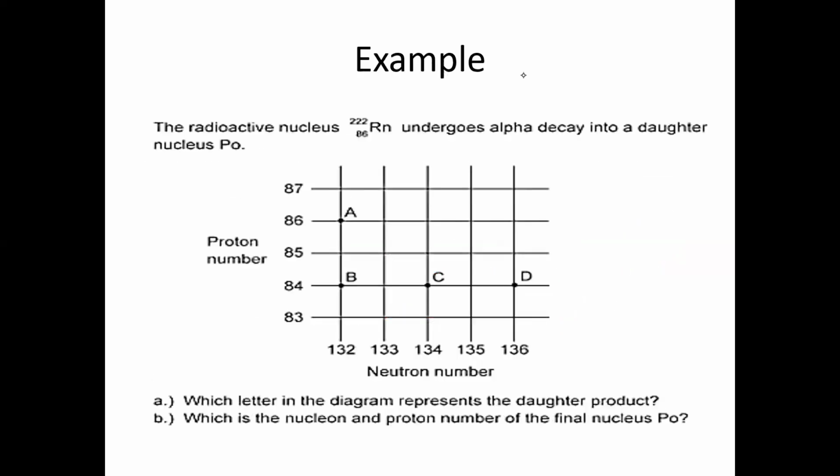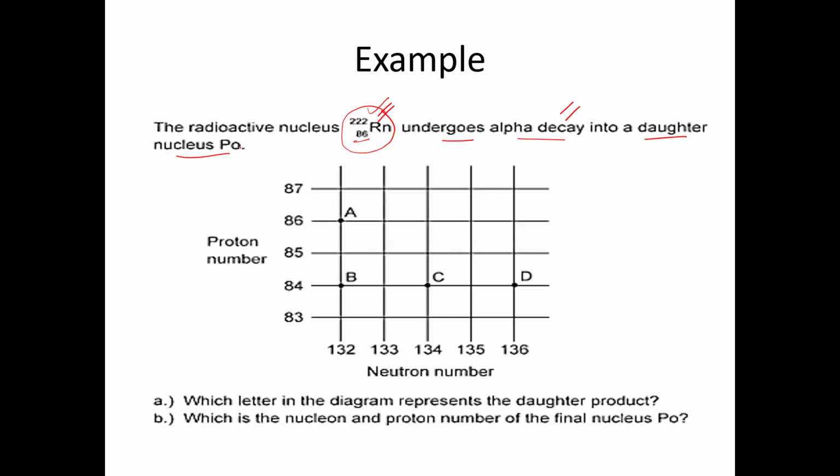Okay, there is another example in front of us. This is the question being shown. The question says the radioactive nucleus, radon Rn, has a nucleon number of 222 and a proton number of 86. It undergoes an alpha decay into a daughter nucleus PO. There is a radioactive nucleus radon Rn, and it undergoes an alpha decay and produces some daughter nucleus PO.